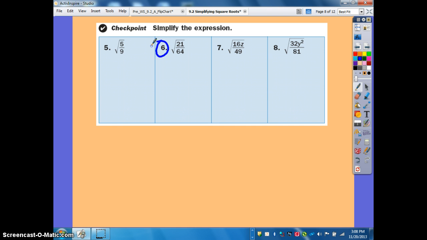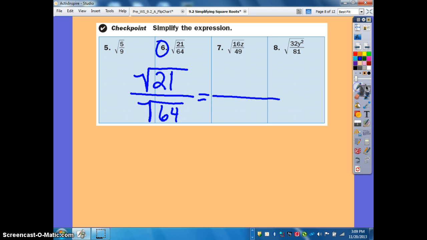Number 6, rewrite that with a radical sign in the numerator and the denominator. Write it in your notes. So the square root of 21 over the square root of 64 equals... the denominator first. The square root of 64 equals 8. So now we went from the square root of 64 to just an 8.